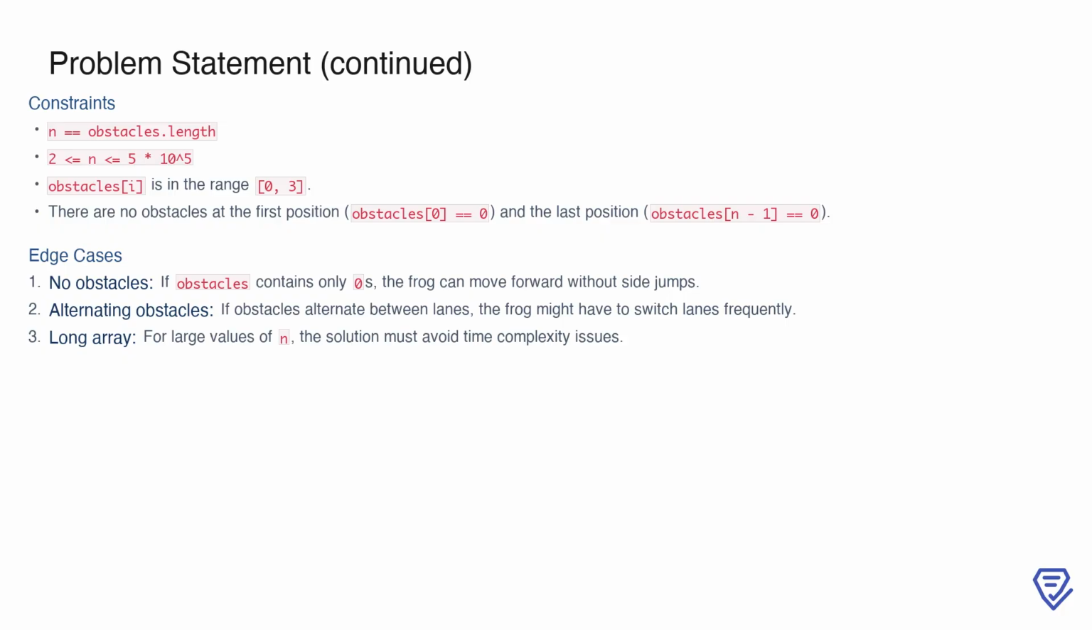For edge cases, if the array contains only 0s, the frog can move straight to the end without making any side jumps. Another scenario is when obstacles alternate between lanes, which might force the frog to switch lanes frequently. Finally, since the length of the road can be very large, the solution must be optimized to handle up to 500,000 positions efficiently without running into performance issues.